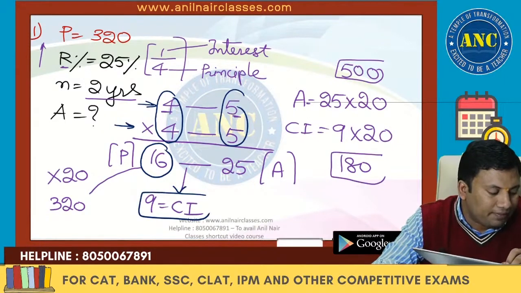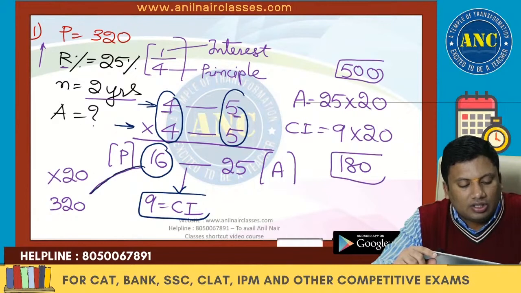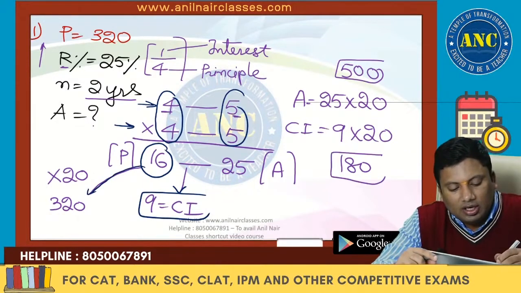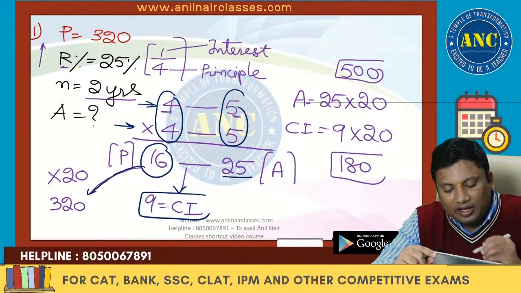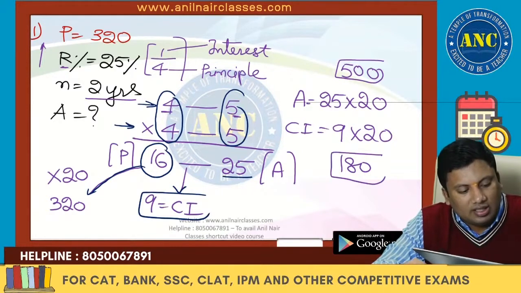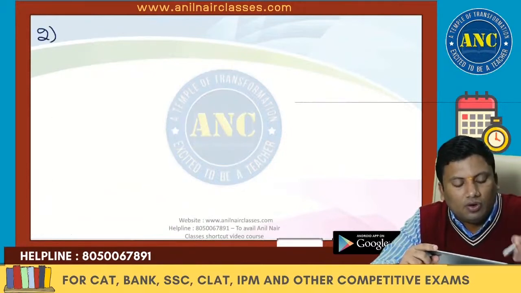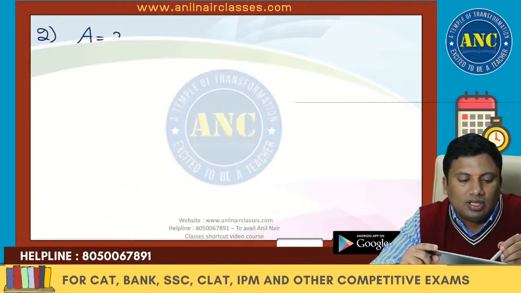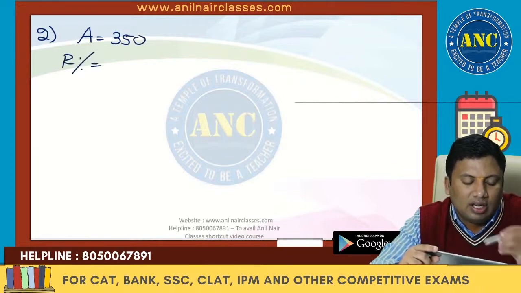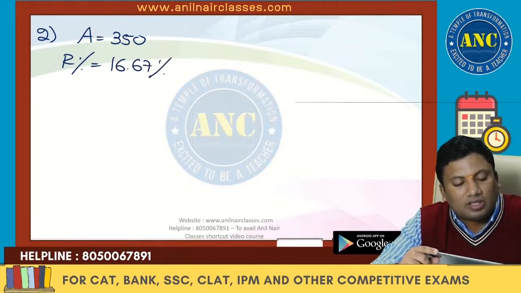According to the question, 16 becomes 320. 16 20s are 320. 25 20s are 500. 9 20s are 180. First question. Go sequentially, sir. Amount is nothing but 350. If you listen to this structure, then it will be clear to you. Always learn with a proper structure.